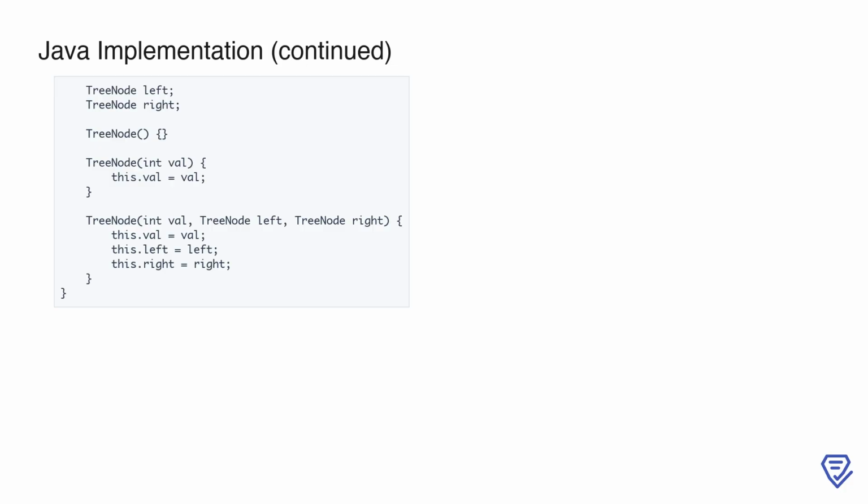The class includes three constructors. The first is a no-argument default constructor, the second initializes the node with a specific value, and the third allows us to set the value along with the left and right child nodes. These constructors provide flexibility in creating tree structures for various test cases, making it easier to build and manipulate binary search trees for the main solution.